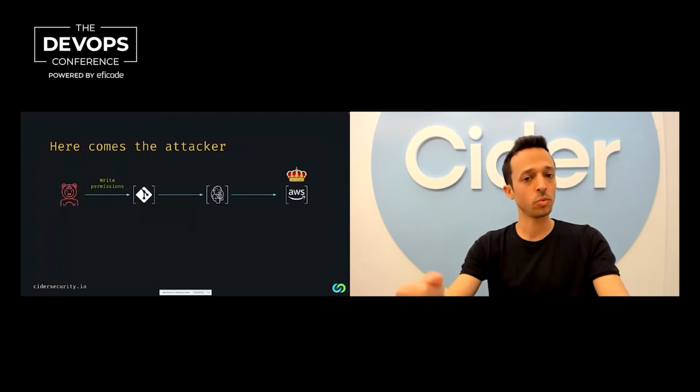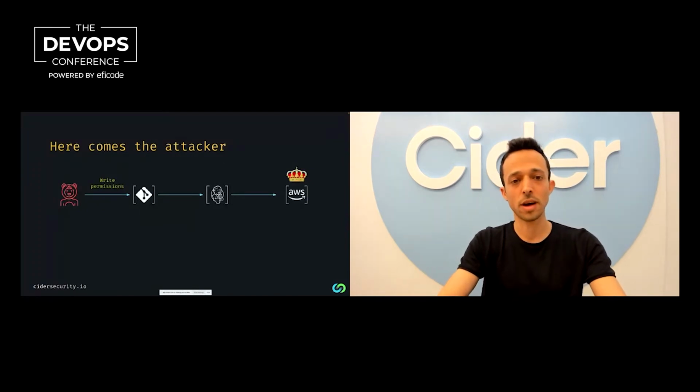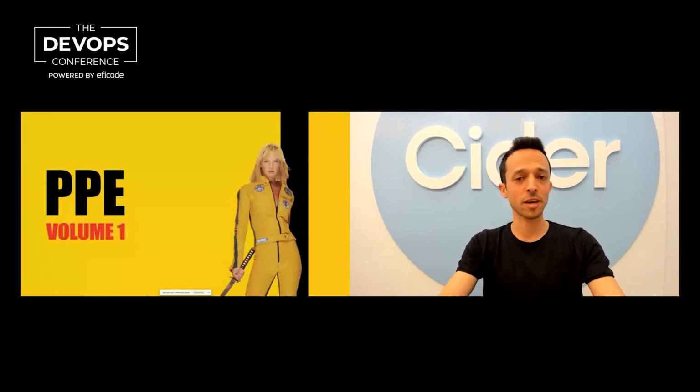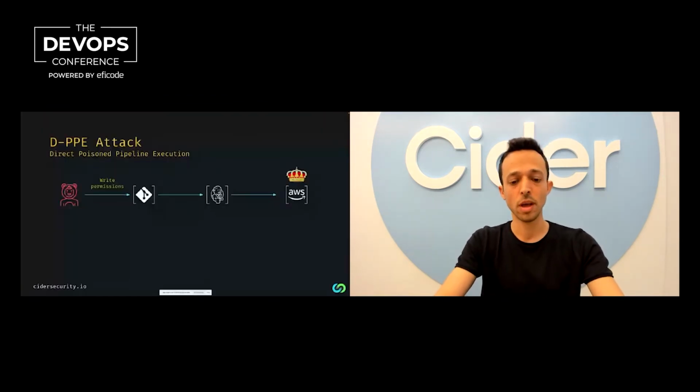And we'll start with the first one called PPE, which is poison pipeline execution. This attack vector has 3 variants, and we'll start with the first one, which is direct PPE, or direct poison pipeline execution. So as I said, the attacker only has write access to the repository, and he cannot see or access the CI or production. So he starts looking at the contents of the repository.